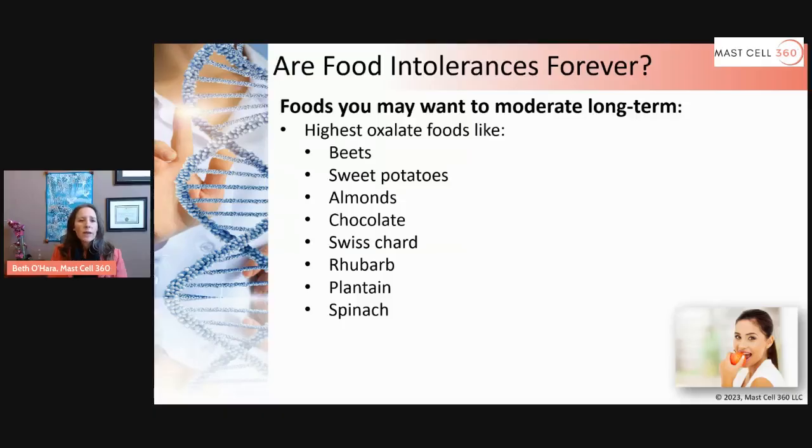Now, I think we can get some of these back. I have a little bit of chocolate, not a ton, but a little chocolate on occasion. I might eat something that has a couple bites of sweet potato or a couple bites of beets, but I'm usually not sitting down with 2 or 3 servings of these.